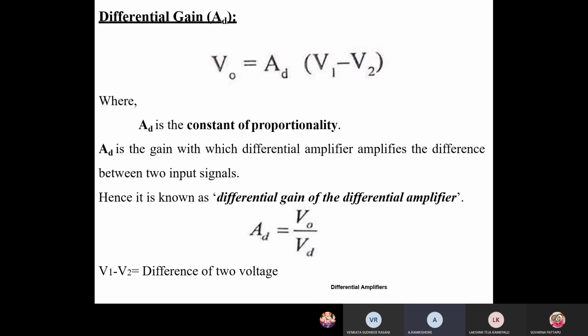So it is also known as the differential gain of the differential amplifier. AD depends on V0 by VD, so this overall term we can consider VD. Then V0 is equal to AD into VD. So we can also write the equation in terms of V0 is equal to AD into VD, where V1 minus V2 is the differential input, from one input to another input.